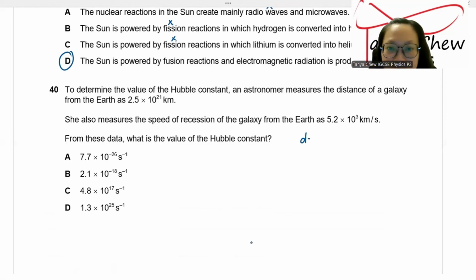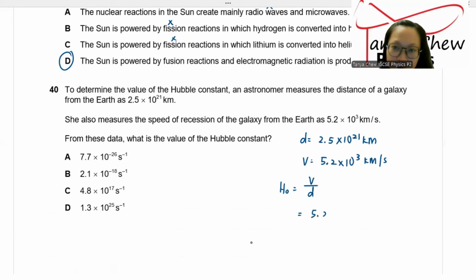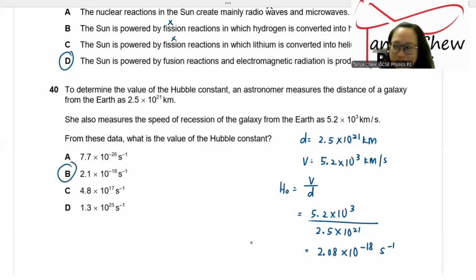Distance is given as 2.5 times 10 to the power 21 kilometers. And the speed is also given, which is 5.2 times 10 to the power 3 kilometers per second. You know that the Hubble constant is speed over distance. So speed is 5.2 times 10 to the power 3, distance is 2.5 times 10 to the power 21. I am not going to change kilometers to meters because both have kilometers. So I divide it, I get 2.08 times 10 to the power -18 per second. B is the answer.